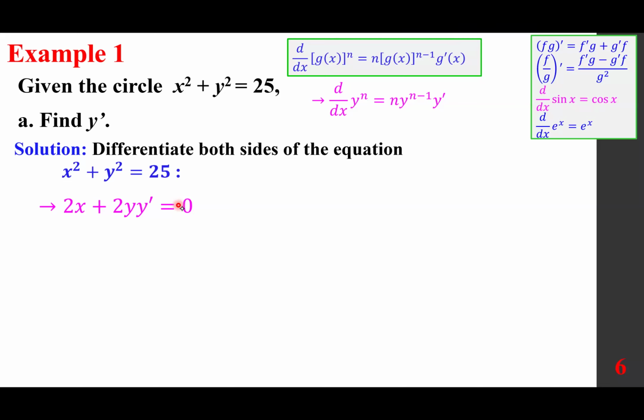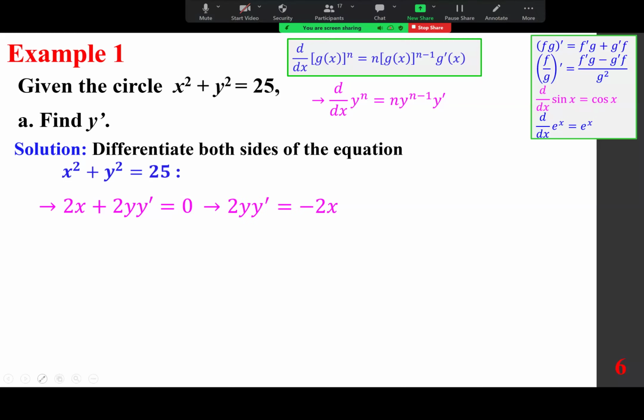You move the 2x. You're solving for y prime. Therefore, you divide by 2y. y prime becomes negative x over y.